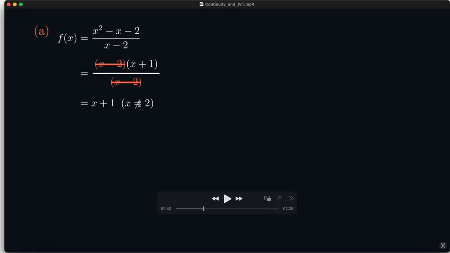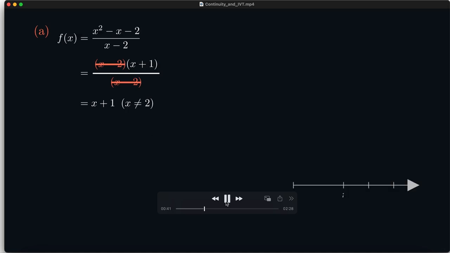Again, when x is 2, the original function is not the same thing as this x plus 1 simplified form, because 2 is undefined. But as long as x is not 2, the rational function above is the same as this linear function, this equation of a line, as long as x is not 2.